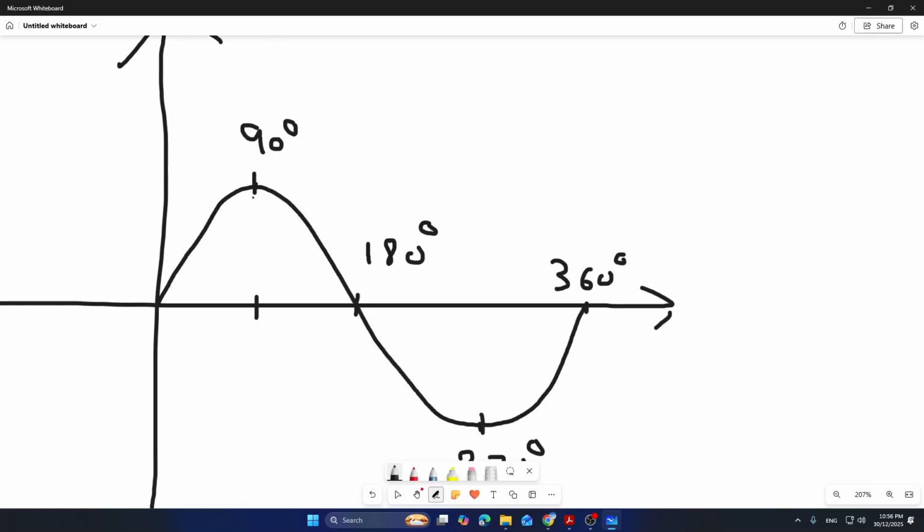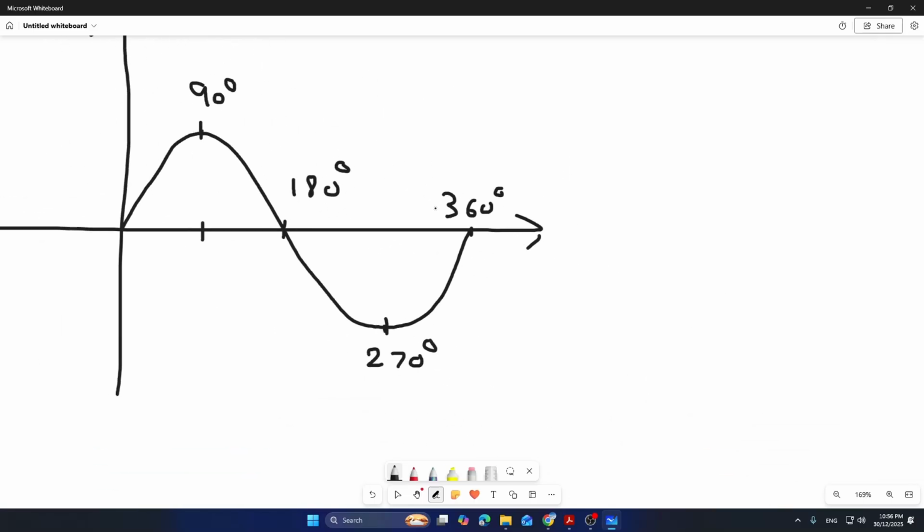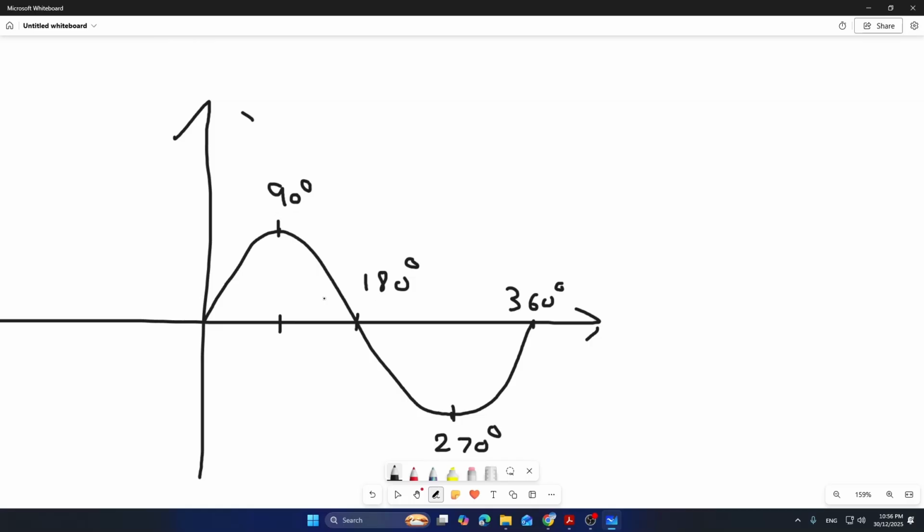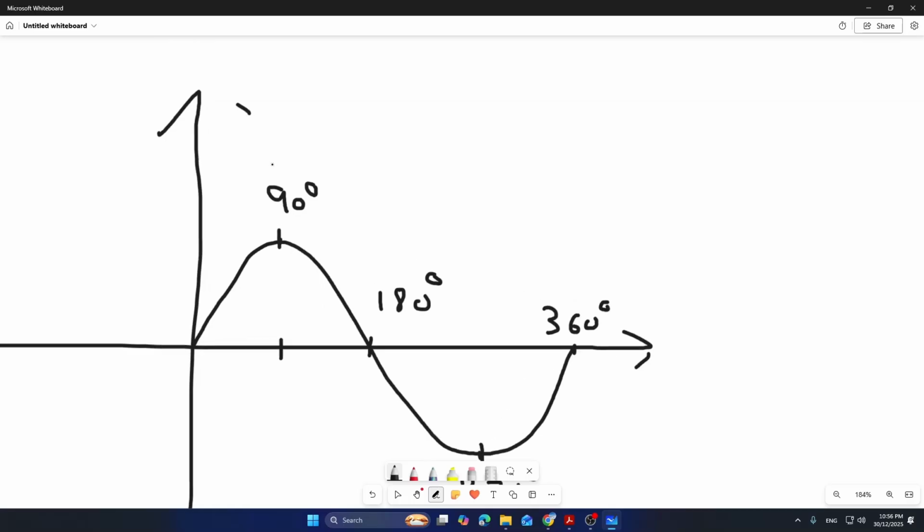This is a sine graph. We start like this, up 90 degrees, come back down 180 degrees, 270, 360. Now this is if it were in degrees. If we want to do it in radians, it's the same thing.